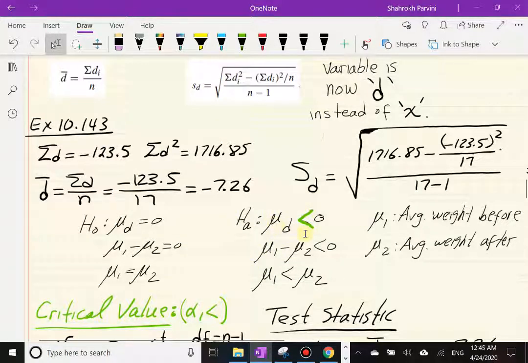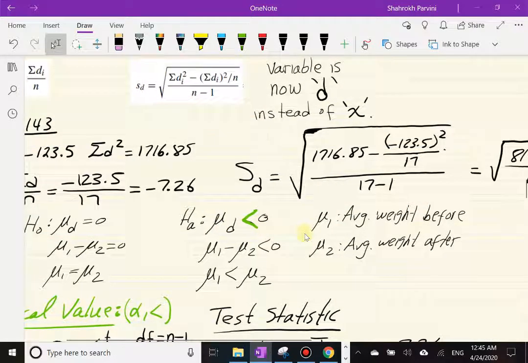And these would be equivalent expressions for the alternative. Again, mu d less than 0 means the average difference is negative, which supports the idea that the weight after is greater than the weight before. That's how you can get a negative difference. Mu1 is the average weight before, mu2 the average weight after. And you can see that here also: the average weight before is less than the average weight after, which you can work backwards into the first line of the alternative hypothesis.